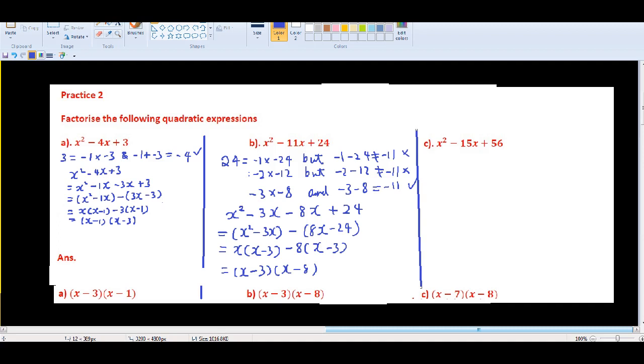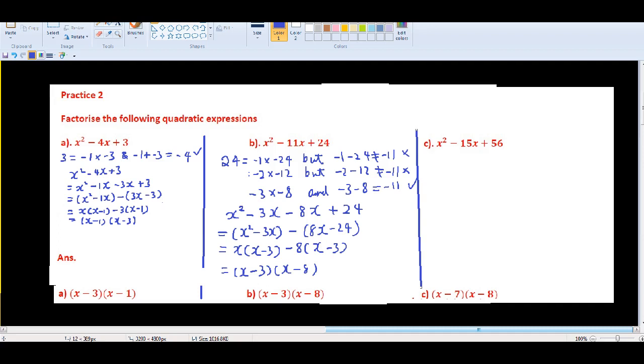Of course not, because -1 times -56 equals 56. But -1 minus 56 is -57, far away from -15, right? So we are not going to track -1 times -56. How about 2 times 28? If that's -2 and -28, multiplied together they equal 56, but when we add them together, it's not -15. These two numbers are quite far away.